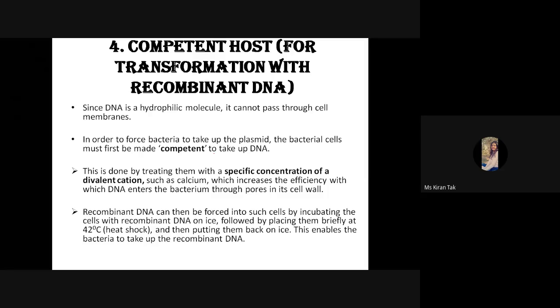The next is the competent host for transformation with recombinant DNA. As we know, DNA is a hydrophilic molecule and it cannot pass through the cell membrane, that's why the host cells need to be competent cells. There are some methods that help us to make the cells competent. One is the chemical method, in which a specific concentration of a divalent cation like calcium is provided to the bacteria, so that the cell wall of the bacteria becomes porous and the DNA can enter into the cells.